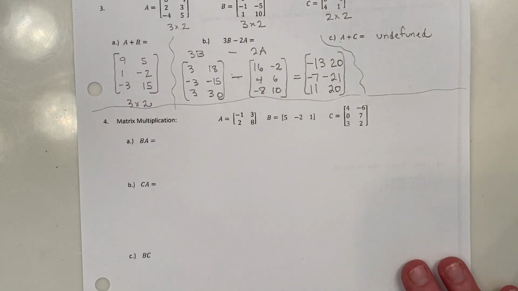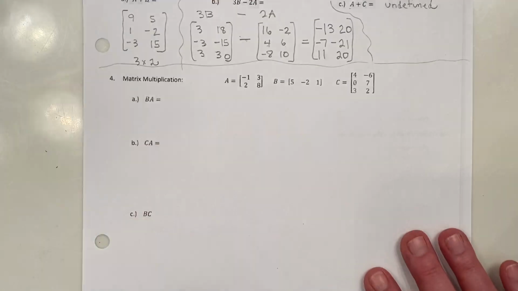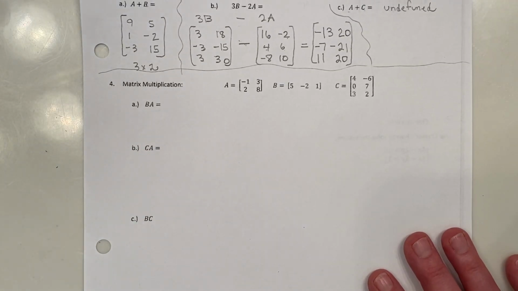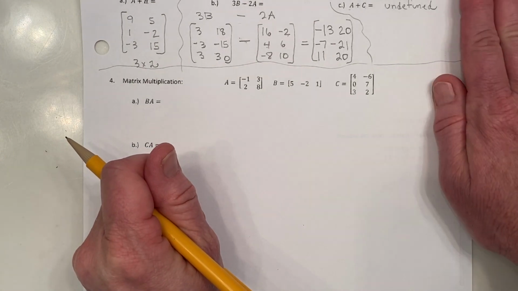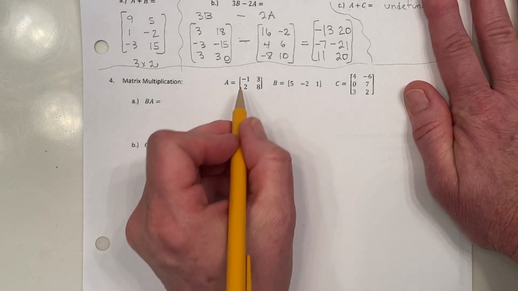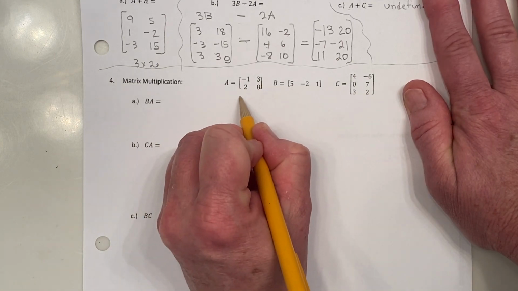Okay, for these next few examples, we're gonna revisit how do we multiply matrices together. Not scalar multiplication, but multiplying matrices together. That requires that the columns in the first matrix match the rows in the second matrix. So let's go ahead and identify all the orders here.